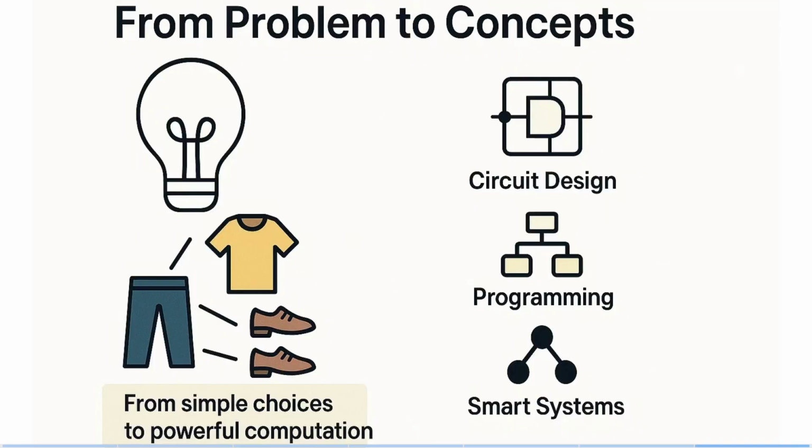What normally seems like a simple question about clothes is actually a gateway into a powerful world of discrete structures. Whether you're trying to count combinations, design a circuit, or write a program, these concepts are always at work. They help break down complexity and give us tools to make decisions, optimize systems, and build smarter software.